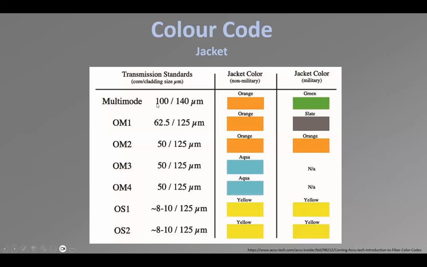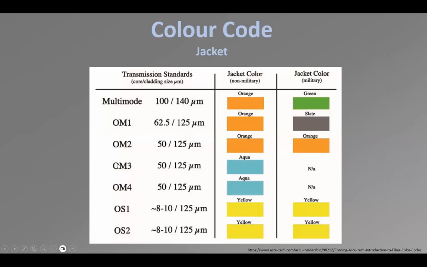This is one of the oldest. You see here, here's a core and cladding size. That's an old optical fiber: 100 microns core and 140 microns cladding. It will be the multi-mode old cable. Also, because it's more rigid, it's in green, and see, there's non-military coding and there's military coding. All the rest, as you notice, all the cladding is 125 microns.